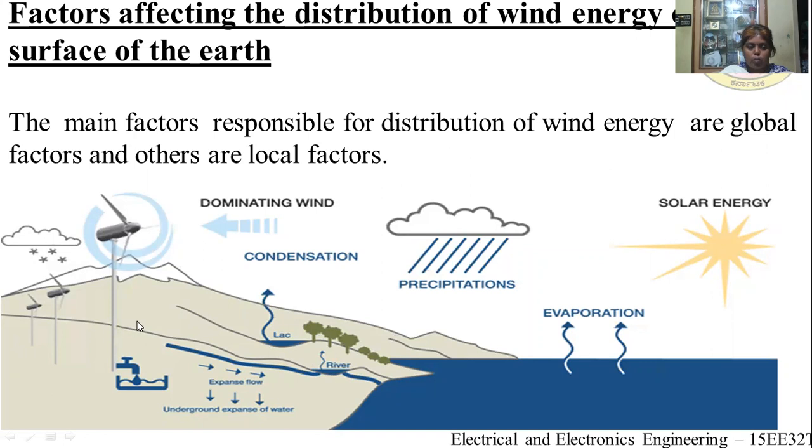There are two or more wind turbines installed here, which receive the wind generated in the atmosphere due to these actions in the environment. Normally, we know that there are two types of winds generated in the atmosphere. The first one is the global factor, and the second one is the local factor.